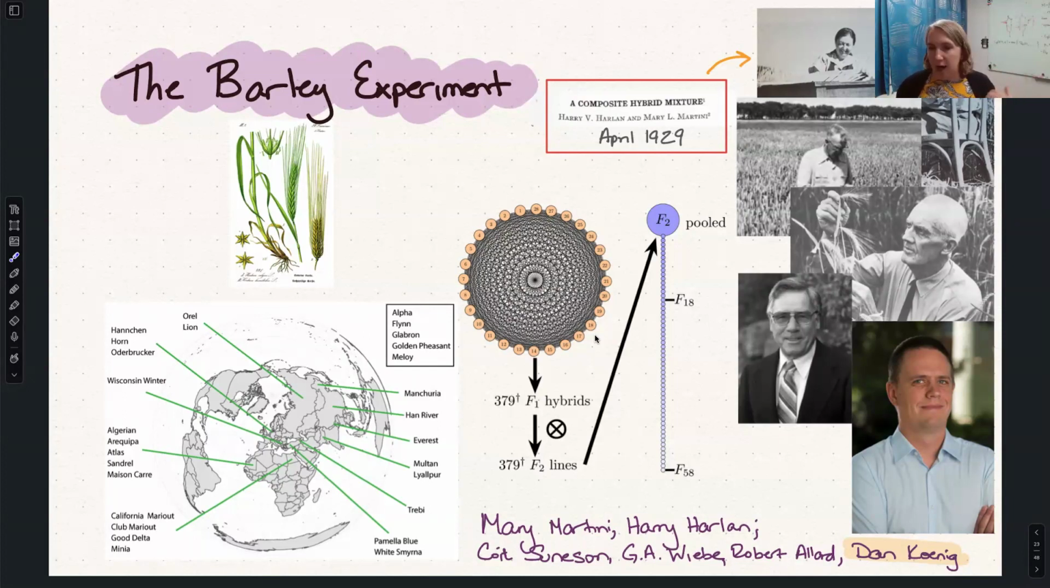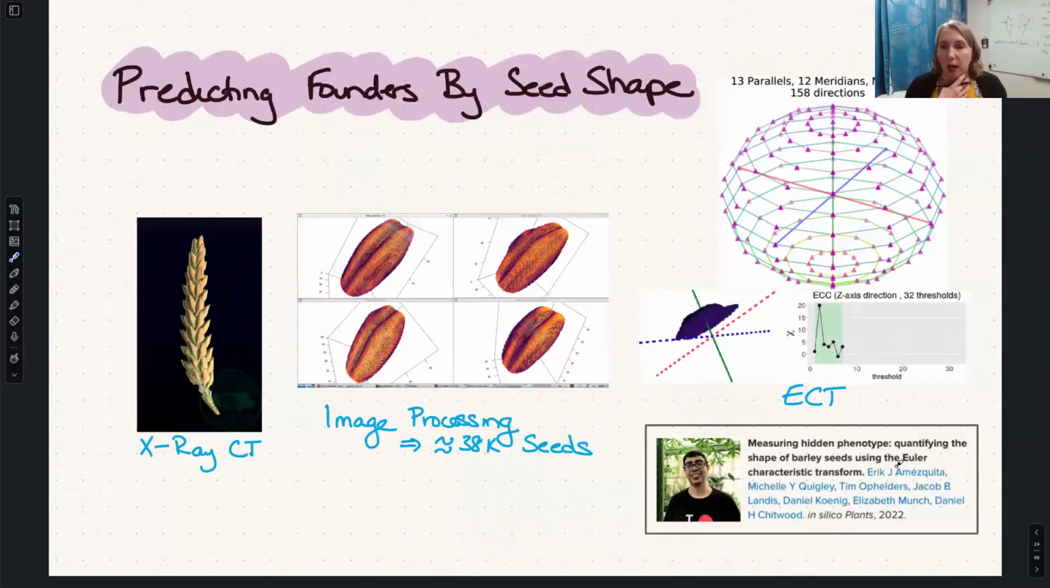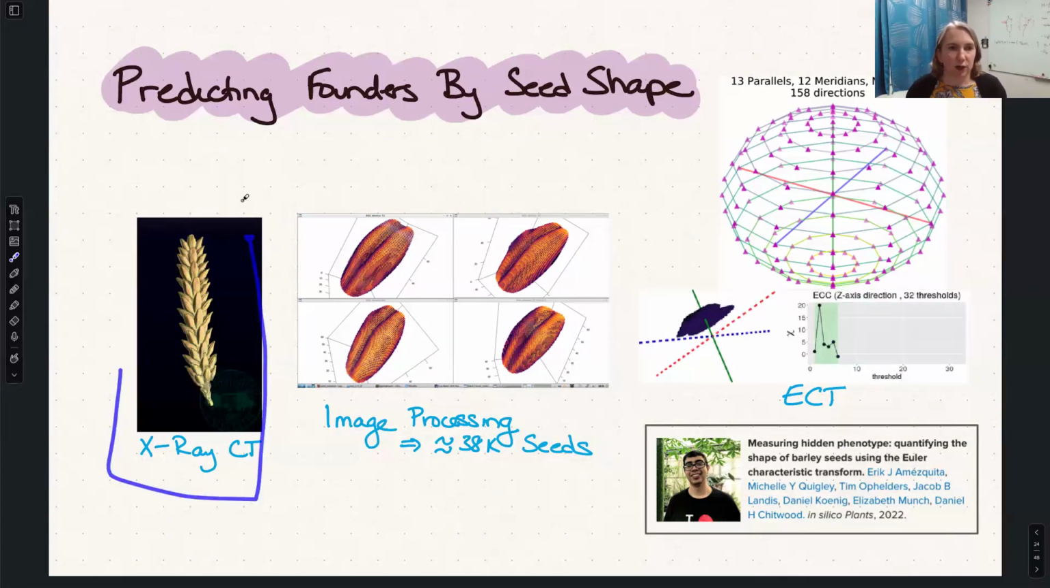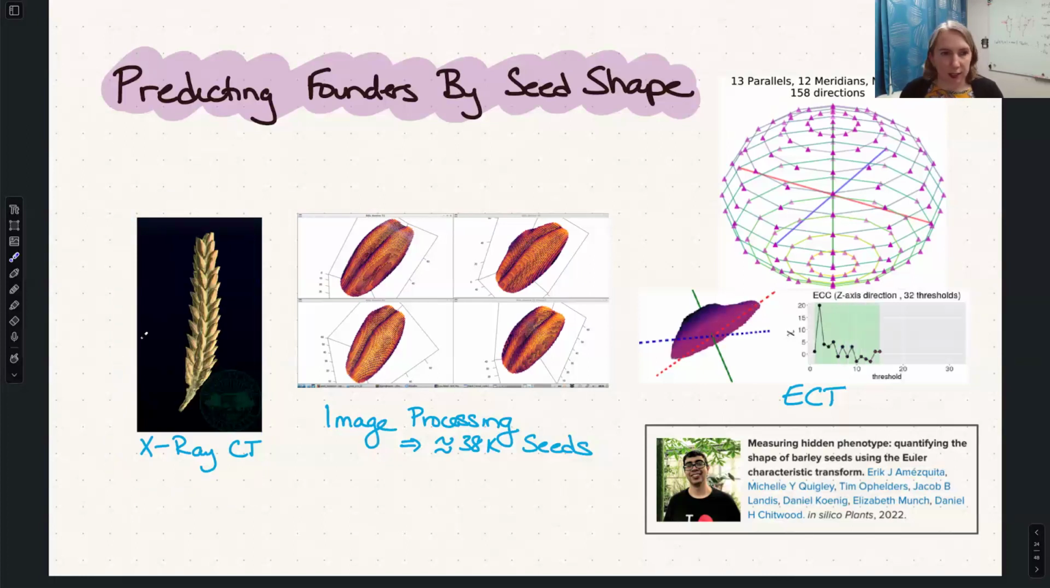And then my collaborator on this particular project, Dan Koenig, is now the curator of this data set, where they have access to panicles and seeds and all of the information from this whole huge experiment that was started in the 20s. Dan put a bunch of these barley panicles in boxes and shipped them to Michigan State, where my colleague Dan Chitwood put them into his giant X-ray CT scanner. And the result was we got these lovely scans of all these different barley panicles.